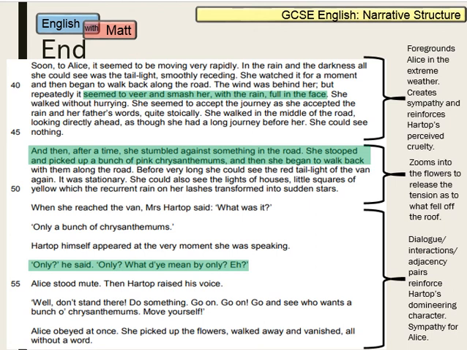That is the sequence of events. It's actually quite simple. Family driving in a van in a storm, flowers fall off the roof, Alice told to get out to find them, she does, comes back, and Hartop basically says go and sell them. So it's quite a simple narrative. But we've now got to think about, okay, well, how can we put this all together in a response?